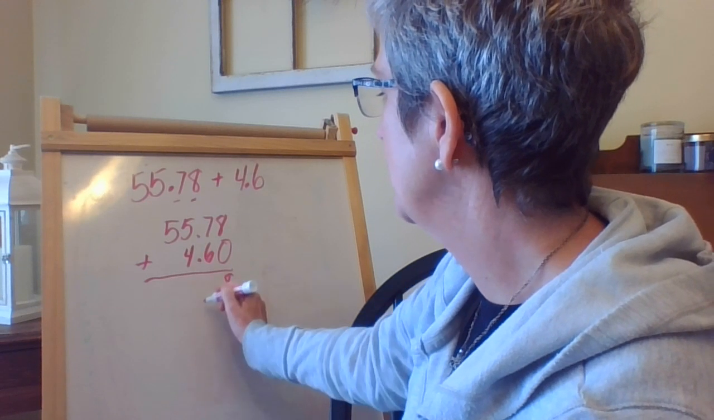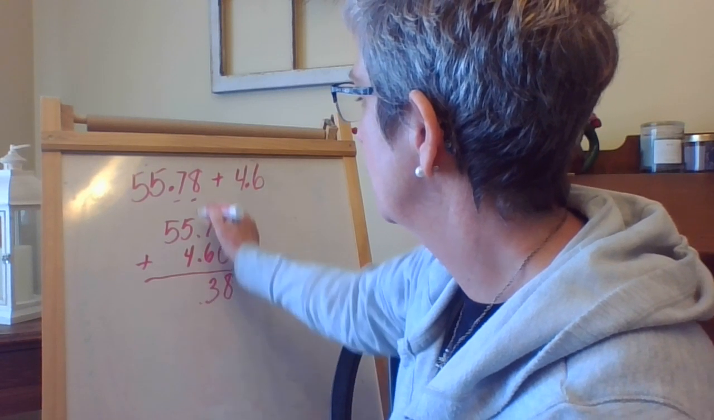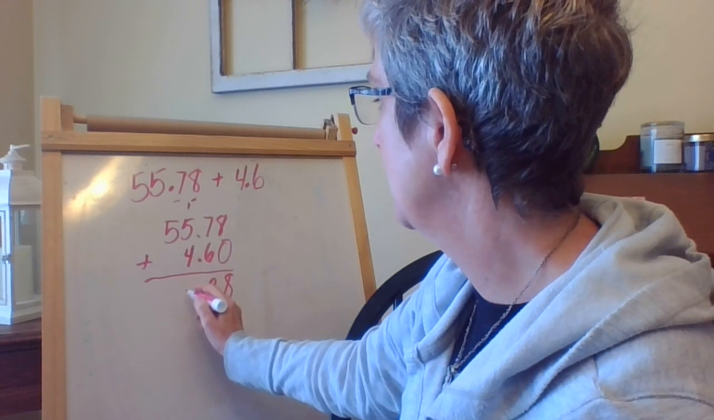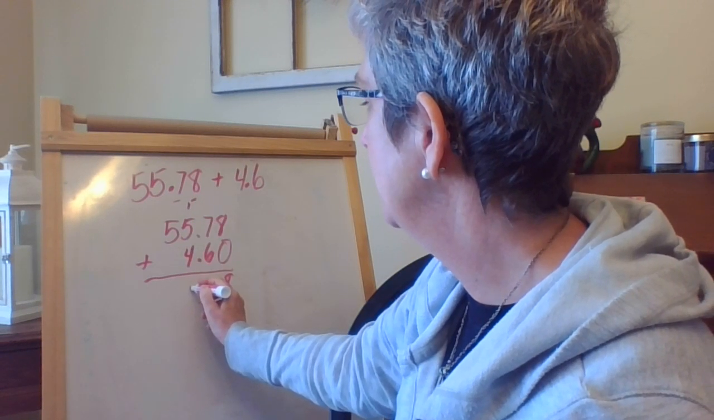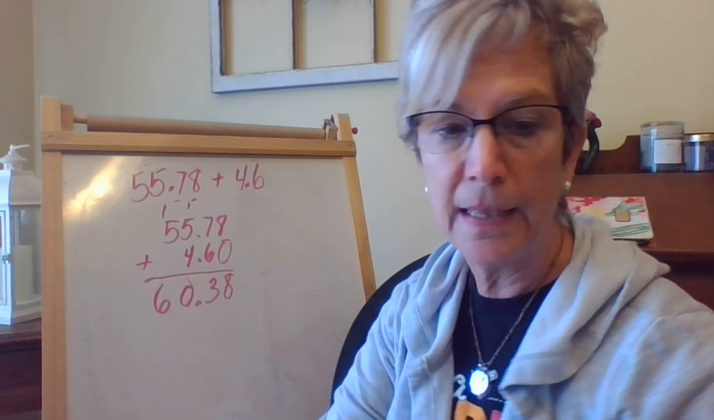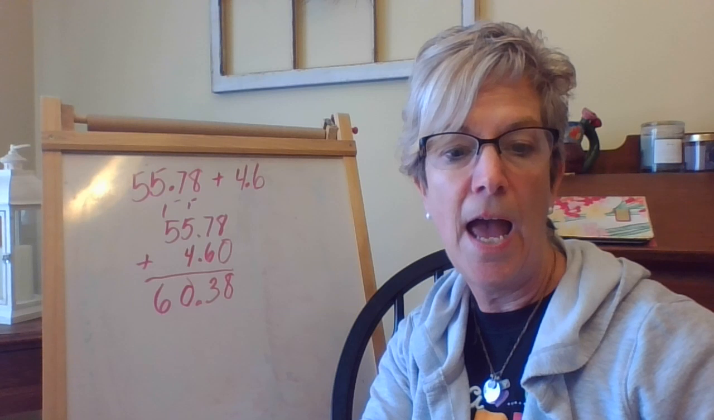8 plus 0 is 8. 7 plus 6 is 13. 1 and 5 is 6. 6 plus 0 is 6 plus 4 is 10. Carry my 1. Beautiful. I lined that up. 60 and 38.